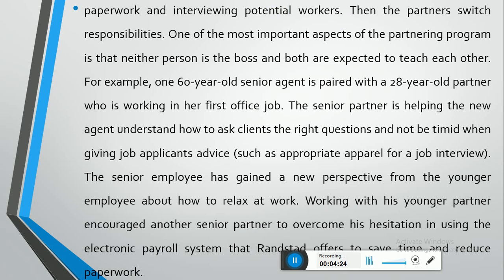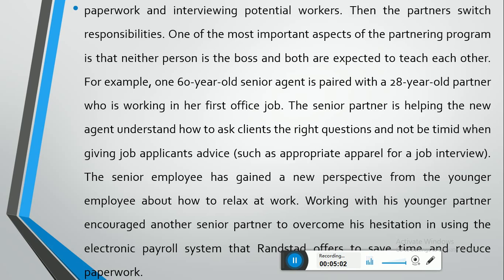So imagine one week you are doing one thing, another week you go to another. One of the most important aspects of the partnering program is that neither person is the boss. Both are expected to teach each other. For example, one 60-year-old senior agent is paired with a 28-year-old partner who is working in her first office job. The senior partner is helping the new agent understand how to ask clients the right questions, not to be timid when giving job applicants advice such as appropriate attire for a job interview.